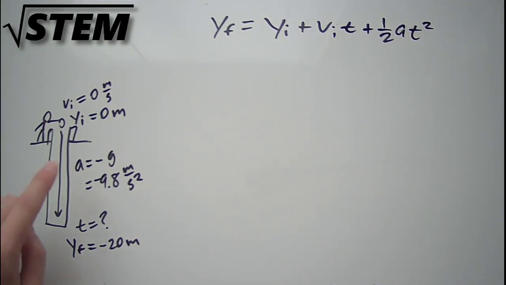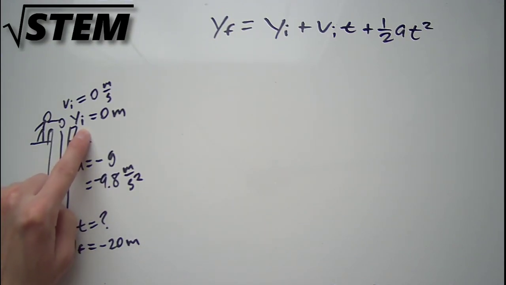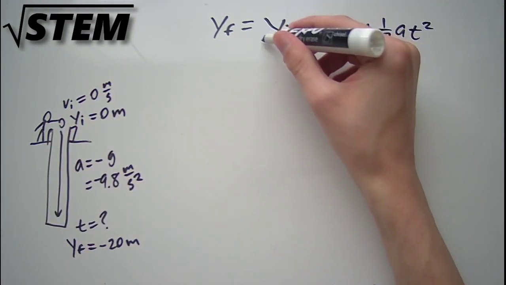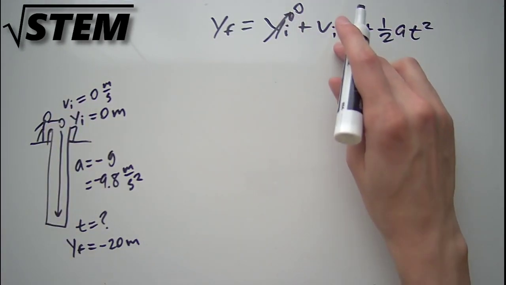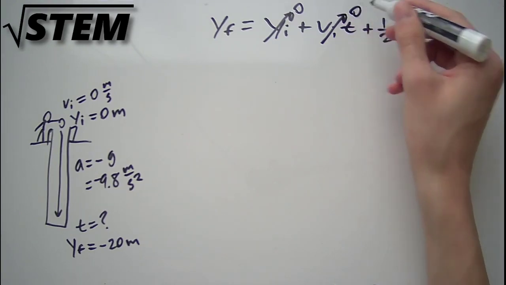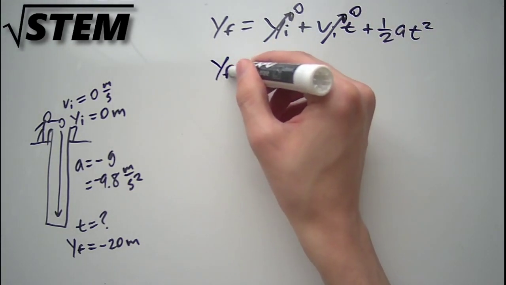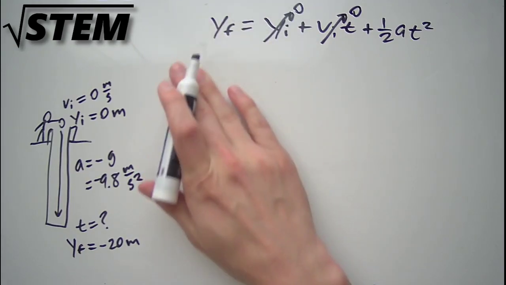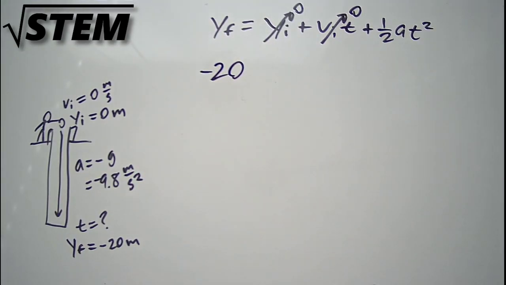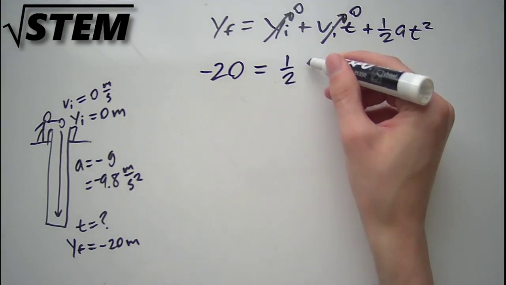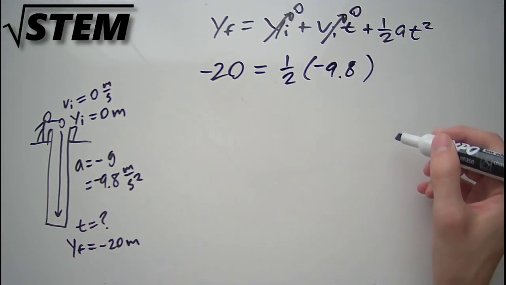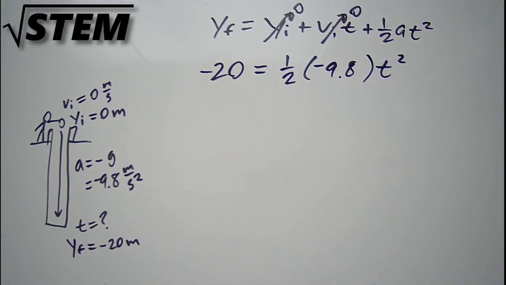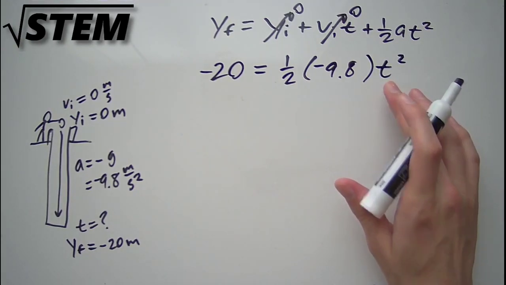So, we can see that our initial y position is 0, so this term will disappear from our equation. Similarly, our initial velocity is 0, so this whole term will disappear, which means that our final y position of negative 20 meters is going to be equal to 1/2 of our acceleration, minus 9.8, times t squared, and that's obviously what we're going to be solving for.